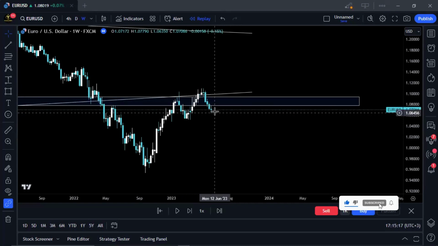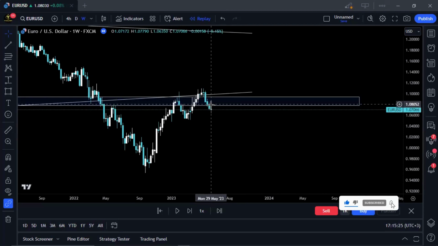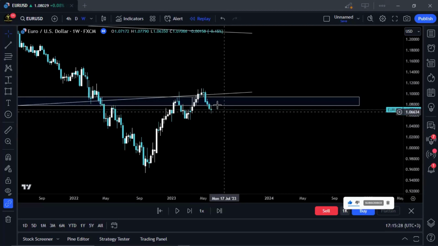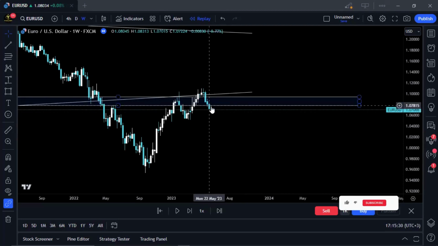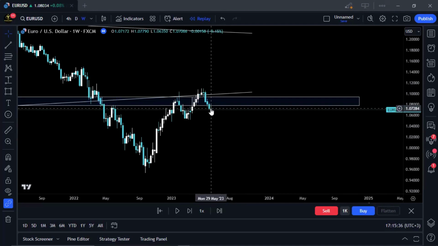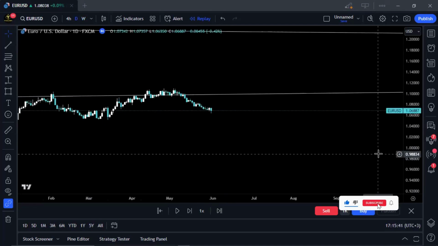So right now I wouldn't have taken a trade here, or I shouldn't have considered taking a trade here until I see which momentum actually wins this. Is it the bulls or the bears? Because currently it was actually a low volume market, right? Now let's see how it goes on the daily perspective.